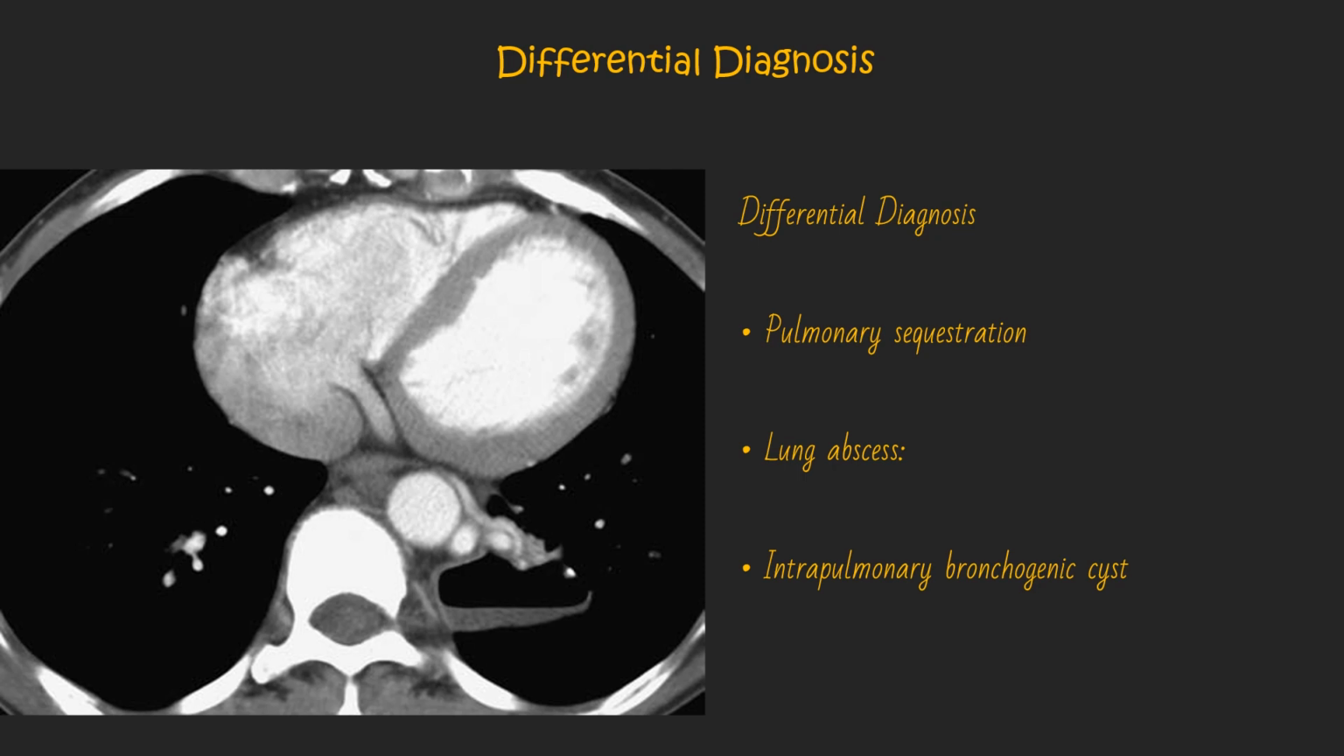Intrapulmonary bronchogenic cyst. A bronchogenic cyst, when located in the pulmonary parenchyma, can also resemble a pulmonary sequestration. Again, the vasculature helps in distinguishing between these abnormalities.